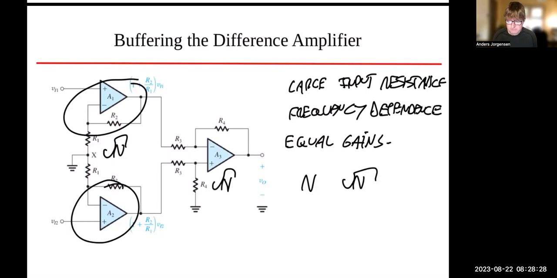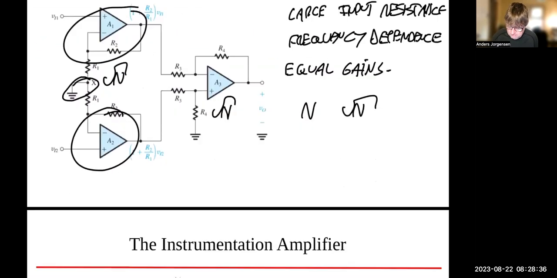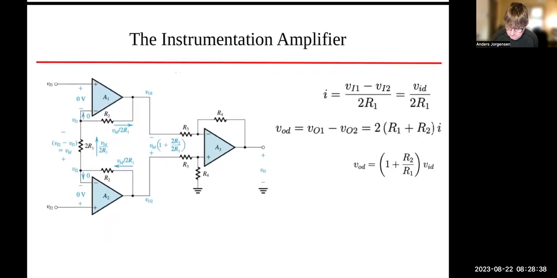The design for the instrumentation amplifier solves that simply by removing this ground right here. And that's what we have on the next page. Okay, now we have removed that ground. Everything is still the same. Now let's try and analyze this first stage circuit here.